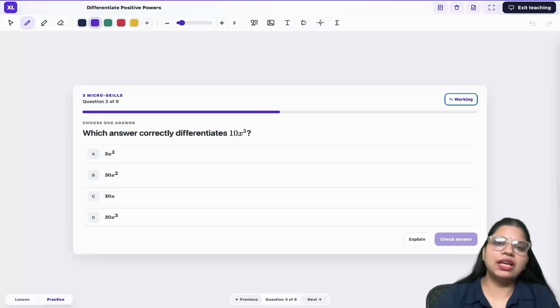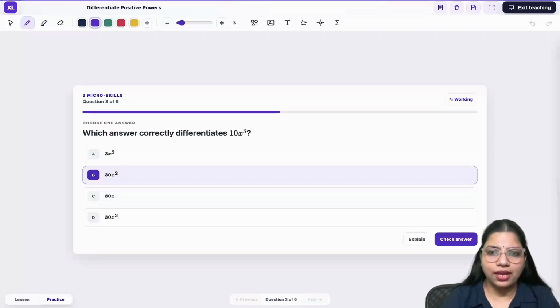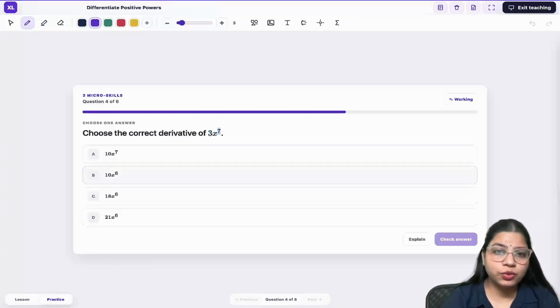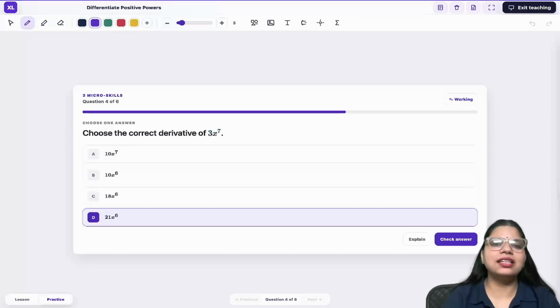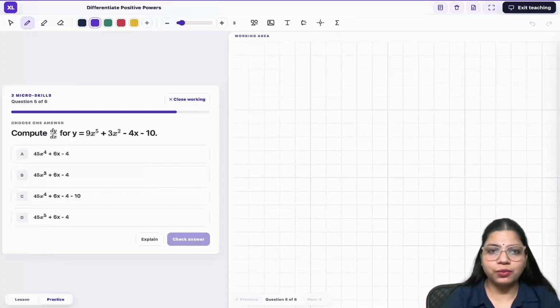Moving to the next question, we have 10x cubed. What does it give? 10 times 3 is 30. Reduced by 1, that means 30x squared. And yes, that's correct. Next question, we can just directly do 3x to the power of 7. What do we have to do? Indices multiply with the coefficient, that gives us 21, and we actually have only one option. But yes, if we do it completely, indices reduce by 1, so we get 6. And that's absolutely correct.